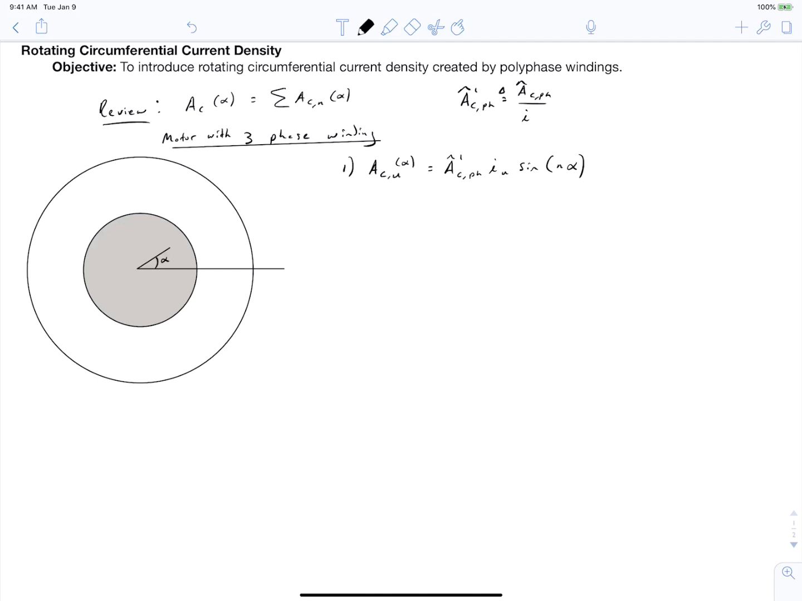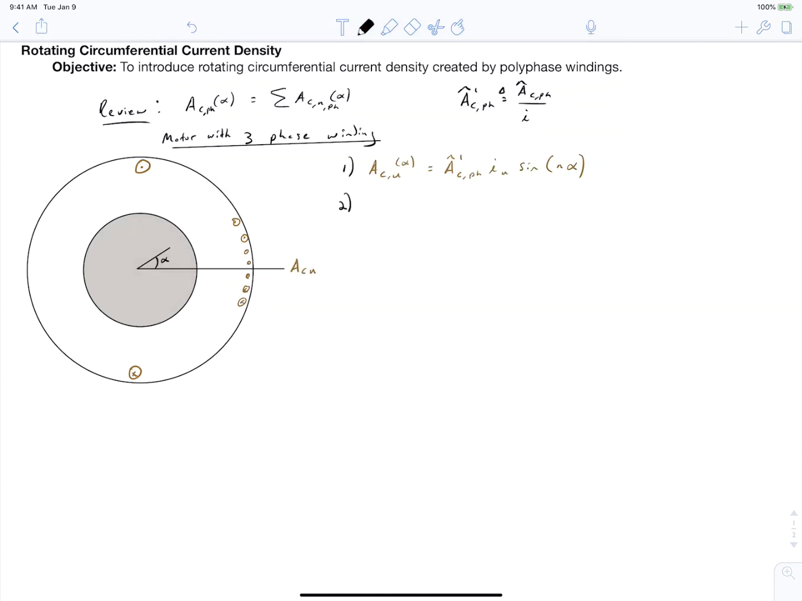So up above here where I wrote review, we can say that this is a circumferential current density of a single phase, and it's a sum of these harmonics. Okay, so we have this expression for the circumferential current density of phase U, and as we've been talking about, for alpha equals 0, there's no ampere turns. Then as alpha departs away from 0, we slowly get more and more ampere turns, and it grows until we're peaking at 90 degrees and negative 90 degrees. And so we can say that this long line that I've drawn coming out is our phase U axis.